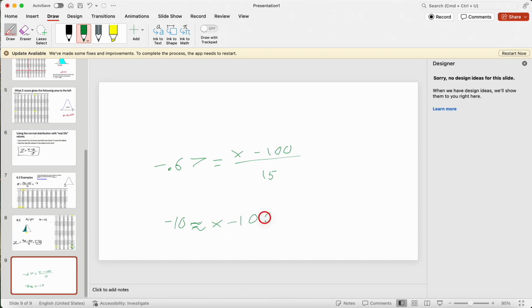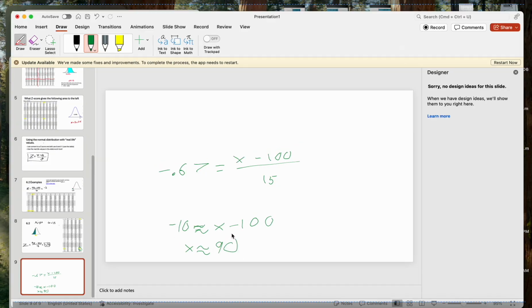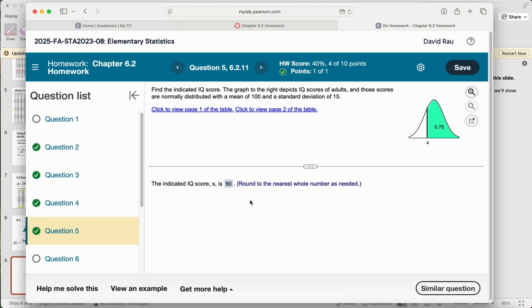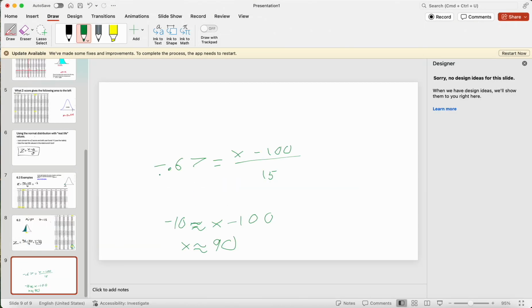Then I still have x minus 100. I should add the 100 over. Again, you should actually work out what that is as a decimal. There's going to be some decimals there. But really, if you work that out, if you add the 100, guess what you get? Approximately 90. And now let's look at what I got for the answer. 90.